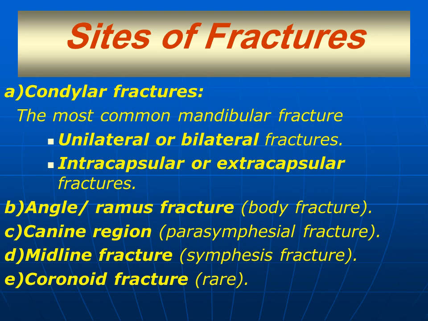What are the sites of fractures? Where do they occur? There are five sites for fractures. Most common is the condyle fracture. Why? When anyone falls, the hit usually comes to the chin. With the hit to the chin, the weakest point is the neck of the condyle. So, the condyle fracture can be considered the most common mandibular fracture.